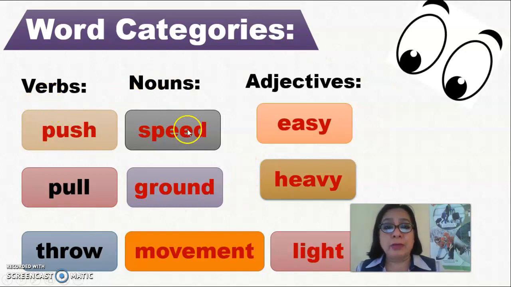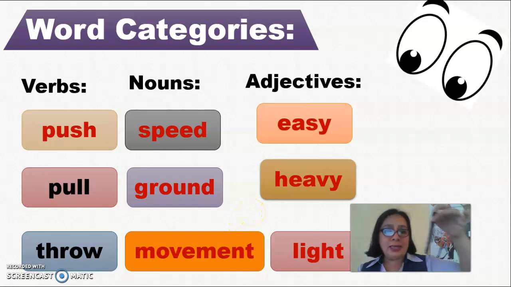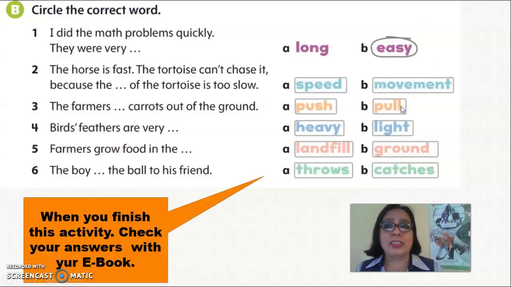Verbs, nouns, and adjectives. Push, I push the chair. Pull, I pull the chair. Throw, I throw the ball. Speed, the speed is very slow. Ground, don't leave it on the ground. Movement, make this movement. Easy, mathematics is easy. Heavy, an elephant is heavy. Light, the pen is light, okay? Now, let's continue with your activities.